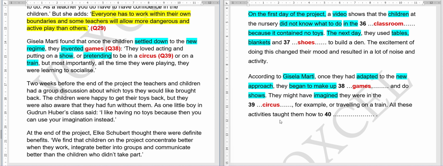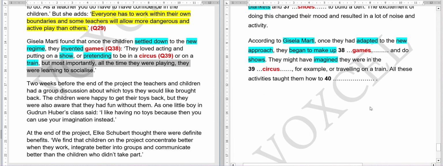All these activities taught them how to something. Let's see if this is written. But most importantly, all that time they were playing, they were learning to socialize. Yes, this is our location. I will not tell you the answer just yet. You will get the time to tell me the answer, and the time starts now. Okay, time's up, and the answer to this question is socialize.